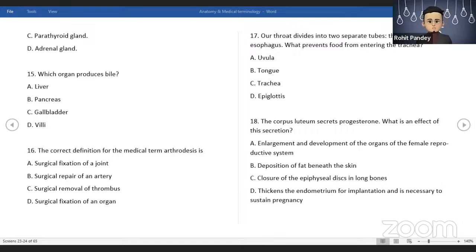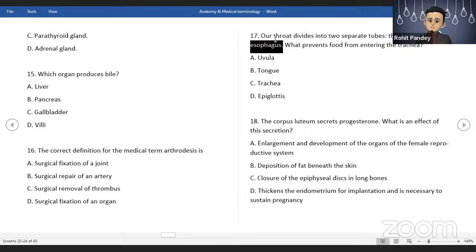Okay, in layman's language, you can understand arthrodesis refers to orthopedic surgery in which two or more bones in a joint are fused to become one larger bone. Why are they doing this? To prevent pain. So they do surgical fixation of a joint. Okay, fix that joint.